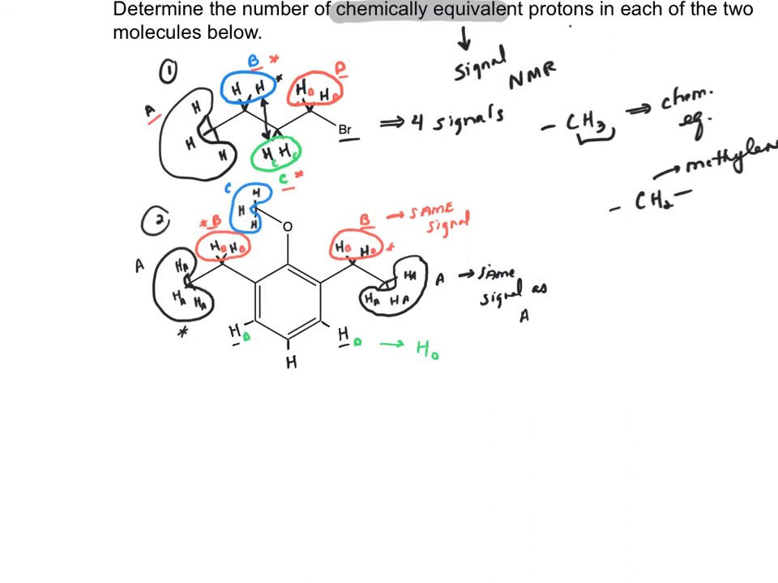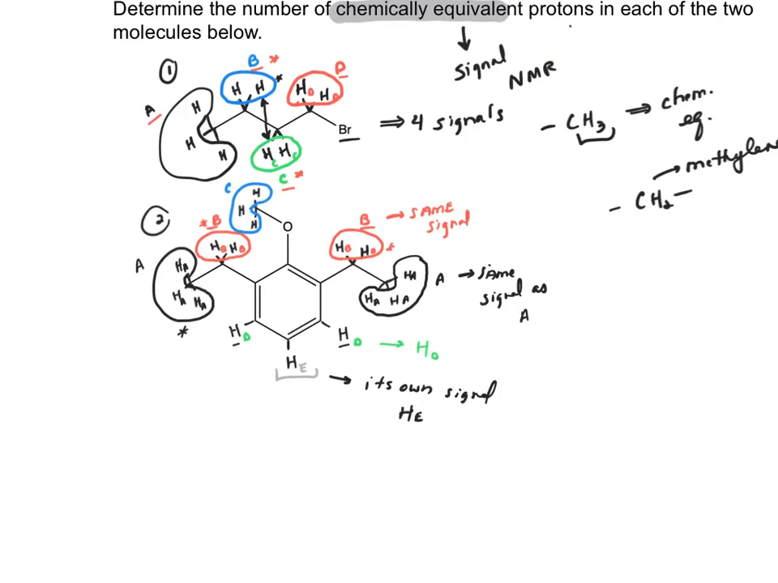And then finally, I wish I had a better color for this, maybe gray. This last one, E, doesn't have any type of symmetry with anyone, right? Like it's by itself, it's all on its own. It doesn't have a symmetric proton up here or anywhere else in the molecule. So because of that, this guy is going to give rise to its own signal, and we'll call this HE.